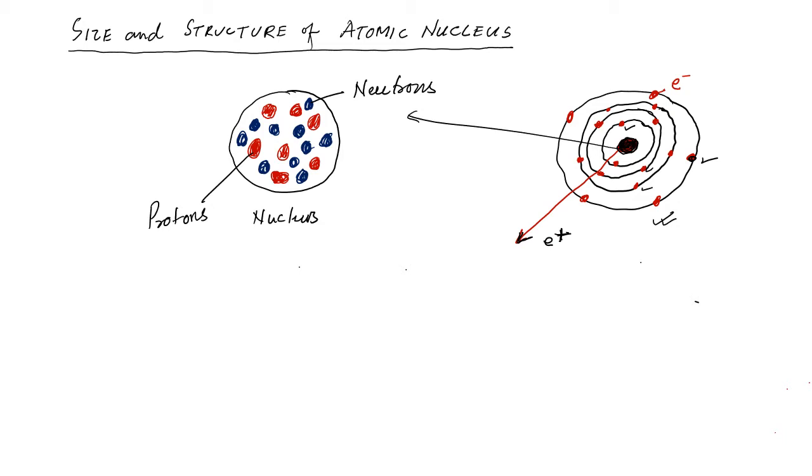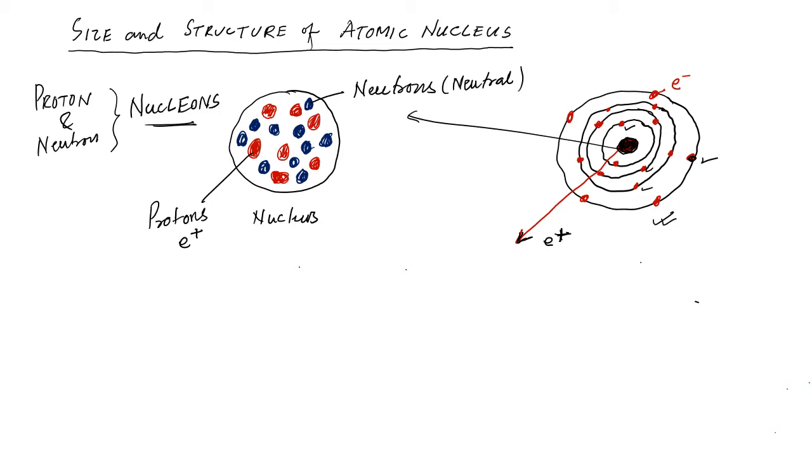A proton is a charged particle having a charge of plus e, and a neutron is a neutral particle. It does not have any charge. Conventionally, protons and neutrons all together are called nucleons. So the constituents of a nucleus are nucleons, and nucleons are basically the protons and neutrons.